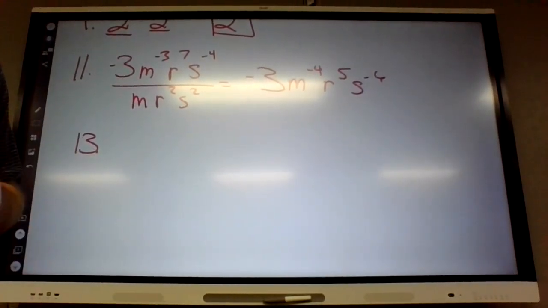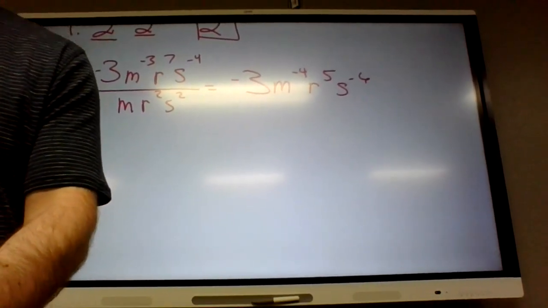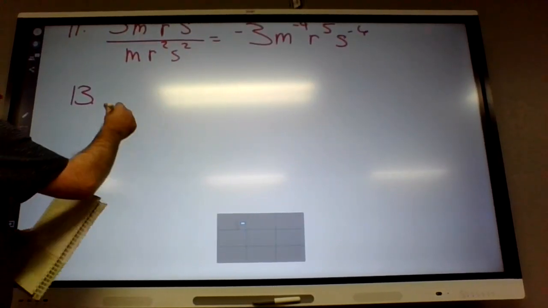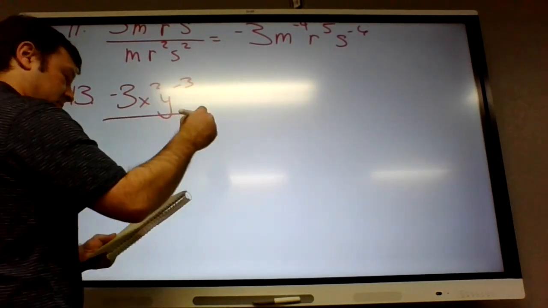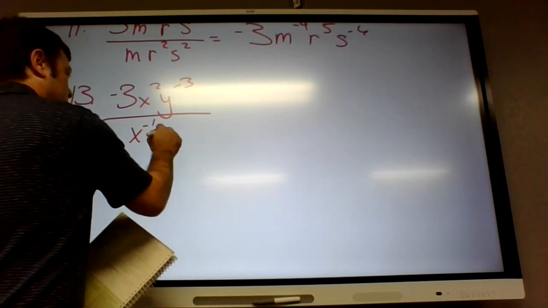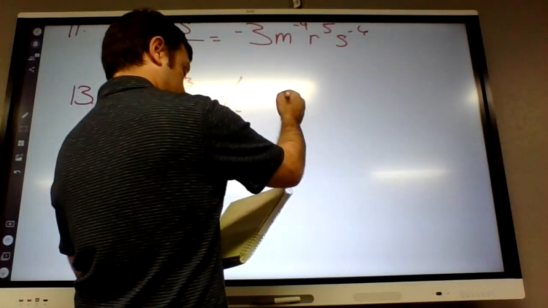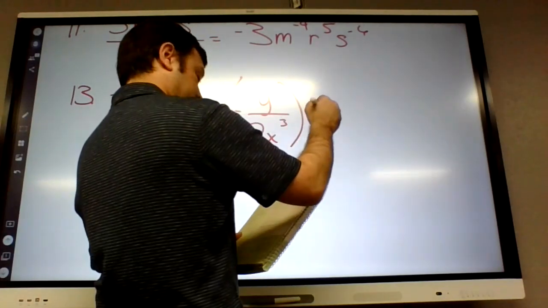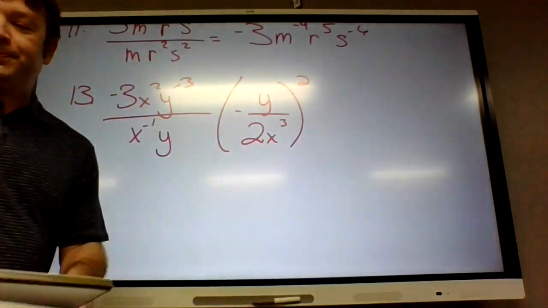Number 13, negative 3x. Oh gosh, I don't want to write all that down. Negative 3x to the second one. Oh gosh. Mallory, I saved the good one for you.